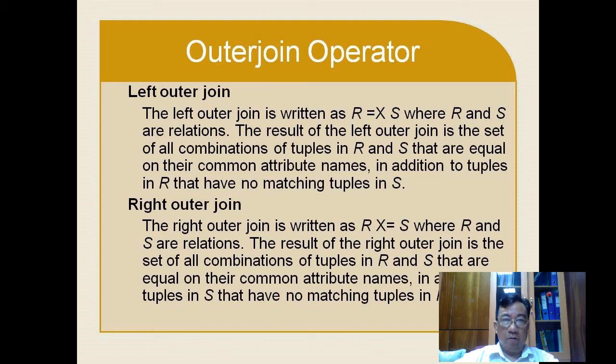Right outer join. The right outer join is written as R right outer join S, where R and S are relations. The result of the right outer join is the set of all combinations of tuples in R and S that are equal on their common attribute names, in addition to tuples in S that have no matching tuples in R.